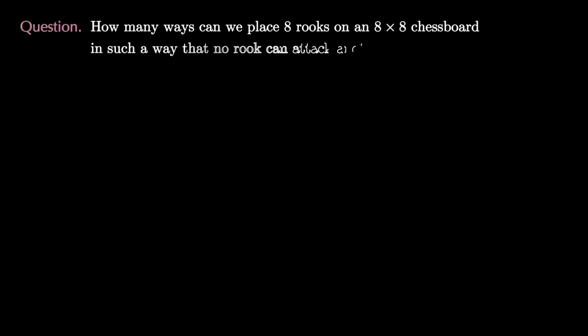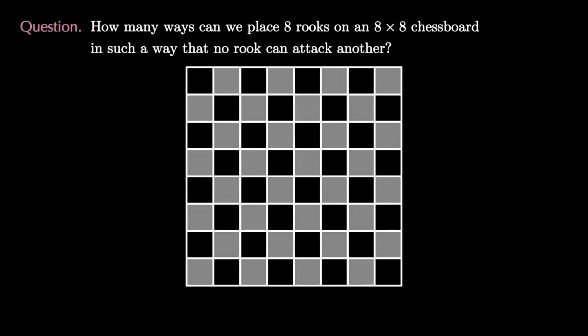How many ways can we place 8 rooks on an 8x8 chessboard in such a way that no rook can attack another? Here's one possible arrangement satisfying the rules. We can see this is true because rooks can move vertically in one column or horizontally in one row.